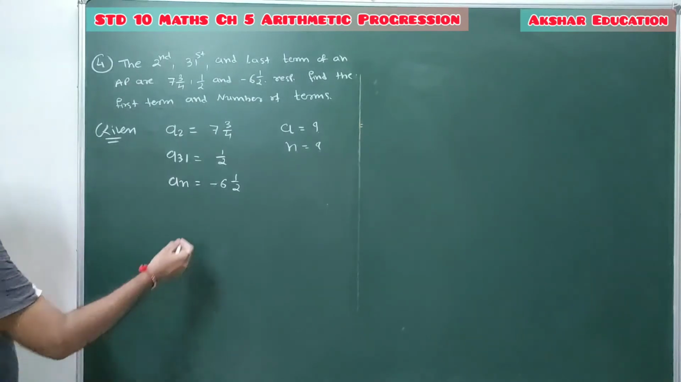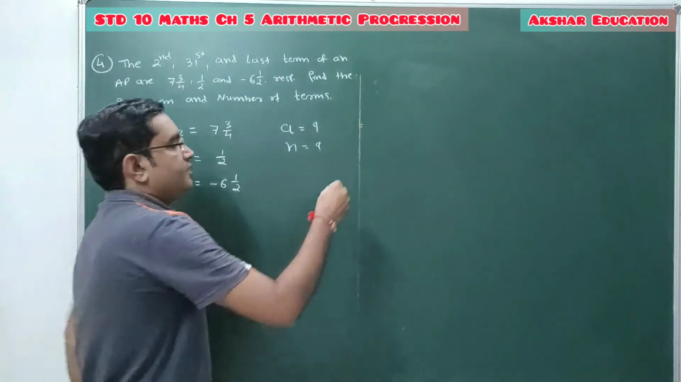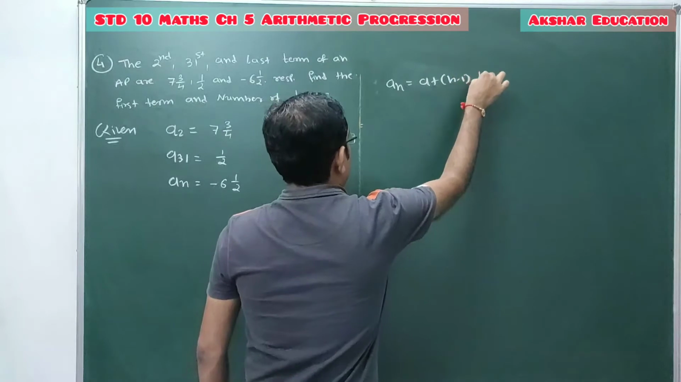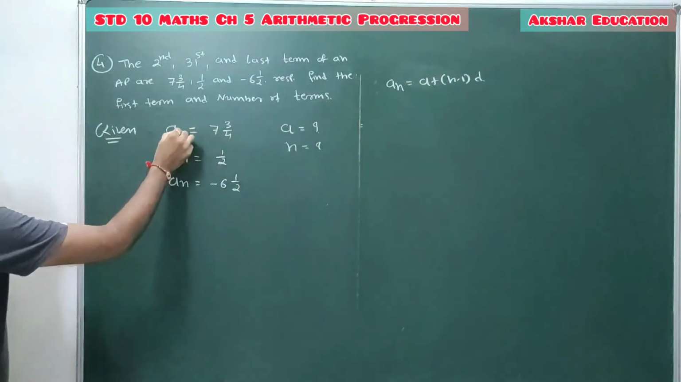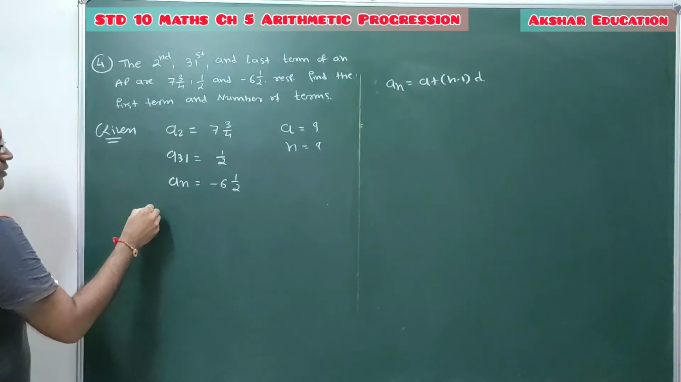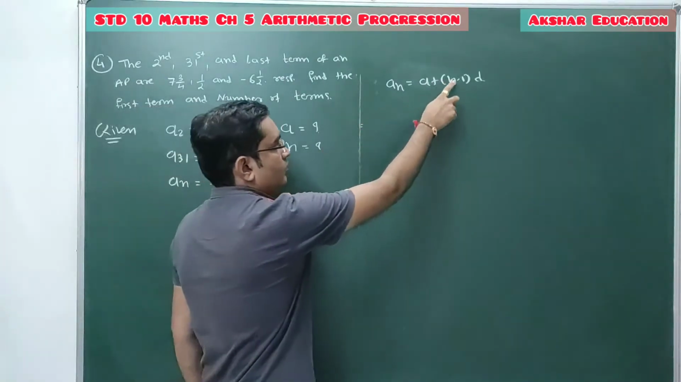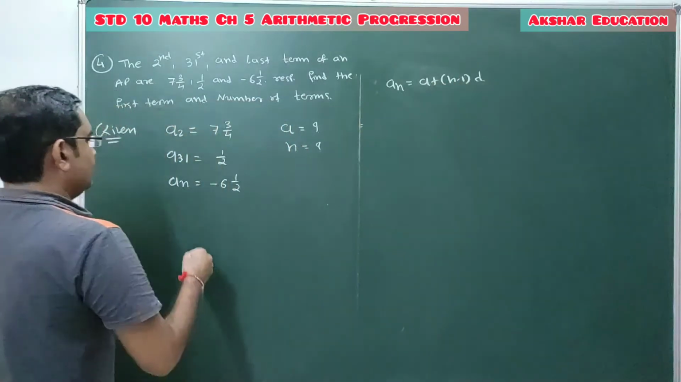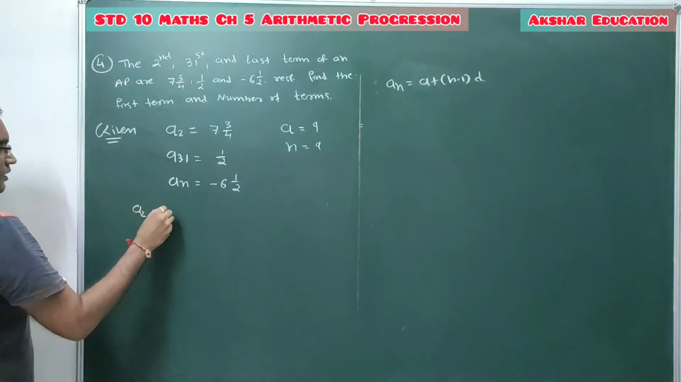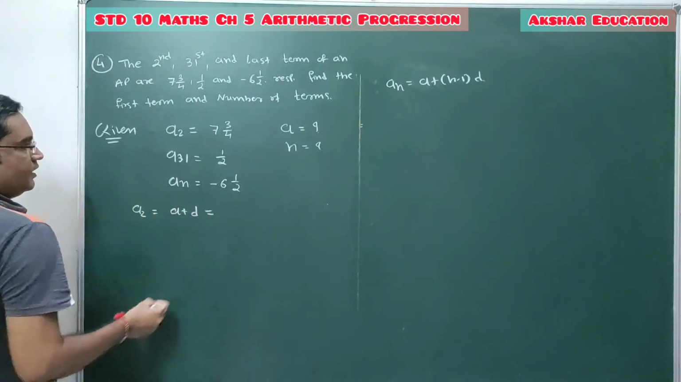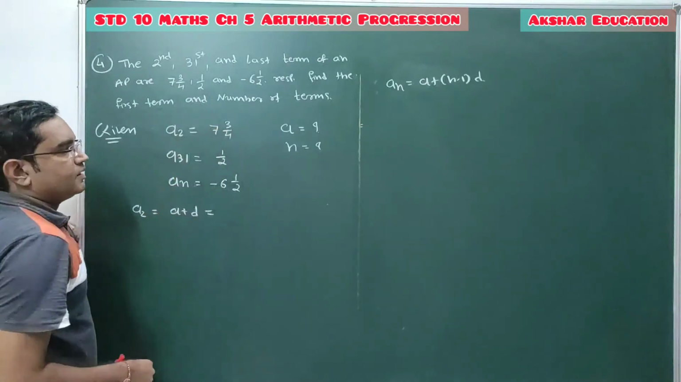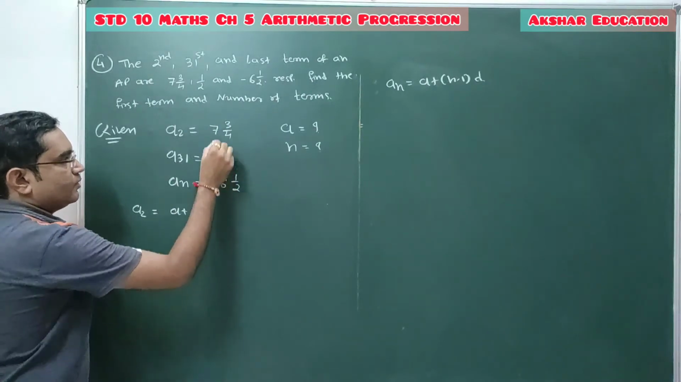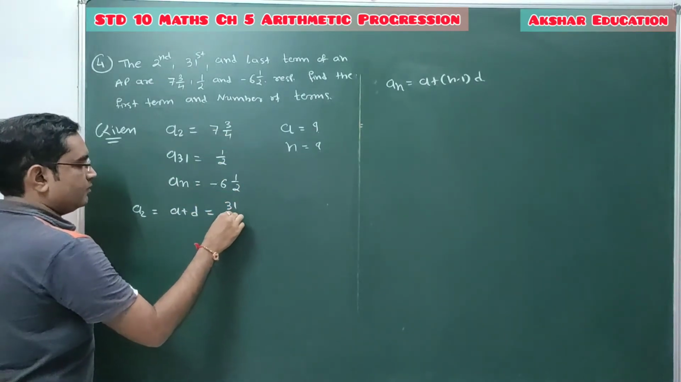Clear, students? So now, second term. We know the nth term of an AP. What is the nth term of an AP? It's a plus n minus 1 into d. Put n equal to 2, we get the second term. So second term a2 is a plus 2 minus 1, 2 minus 1 is 1, so a plus 1d, a plus d. So the second term is nothing but a plus d. A plus d is nothing but 7 integer 3 by 4. Mixed number: 7 fours are 28 plus 3, so it's 31 by 4.